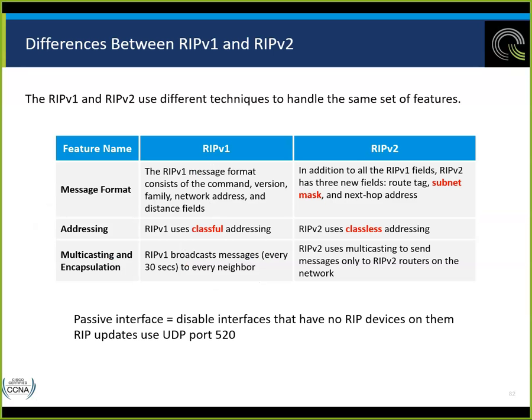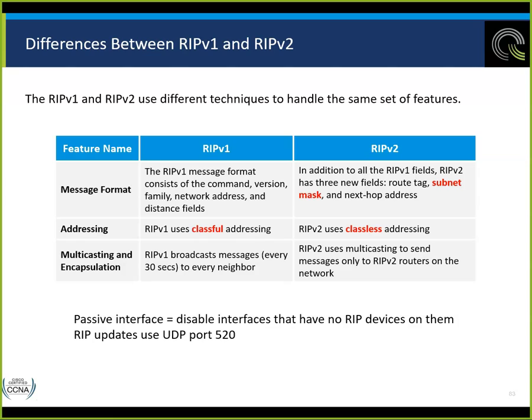The differences between RIP v1 and RIP v2 are in the message format that we use. This is good to know information, though I don't think it's anything you're going to be tested on in the certification. RIP v1 has the command, the version, the family, the network address, and the distance fields. RIP v1 uses classful addressing. RIP v1 broadcasts messages every 30 seconds.